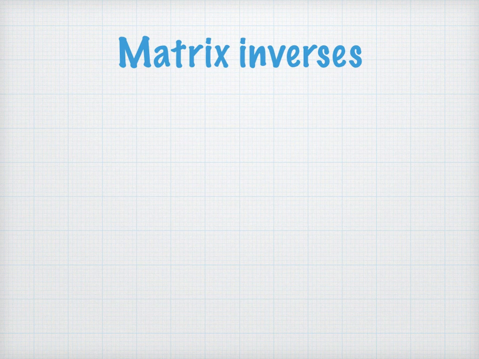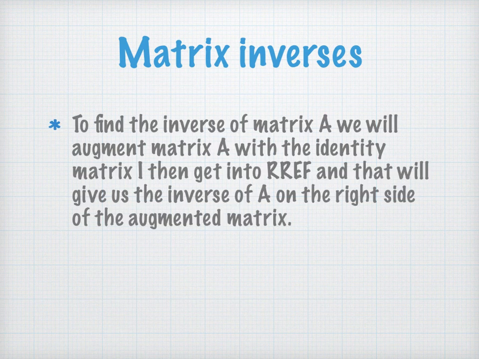First, though, we are going to talk about matrix inverses. So to find the inverse of a matrix A, we will augment matrix A with the identity matrix I, and we will get it into row reduced echelon form. And that will give us the inverse of A on the right side of the augmented matrix.